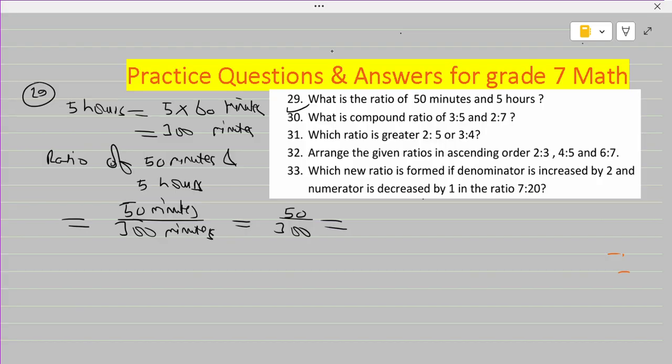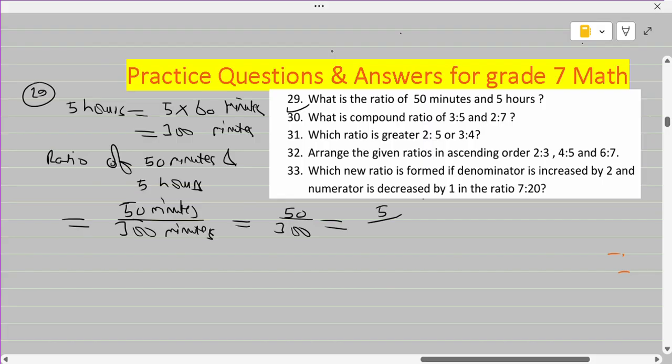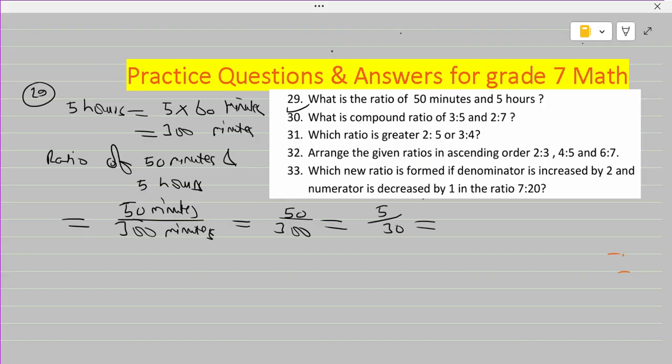So 50 divided by 300. By 10 we can cancel: 10 5s are 50, 10 30s are 300, and by 5 we can cancel: 5 1s are 5, 5 6s are 30. So you get 1:6. Therefore the required ratio is 1:6. So that is number 29. Now I go with number 30.